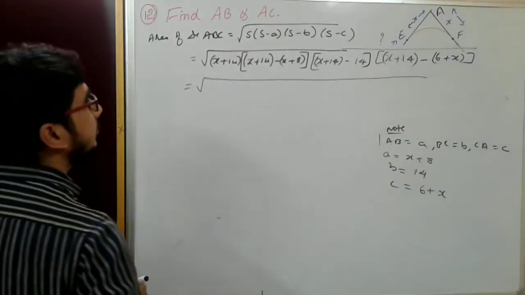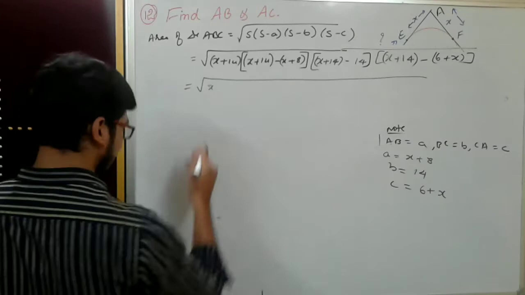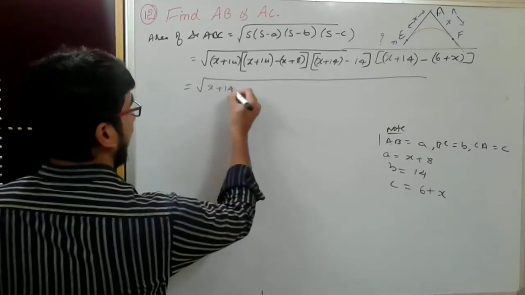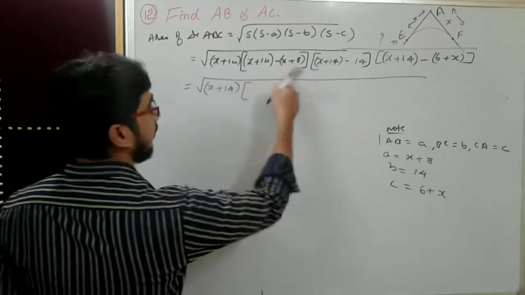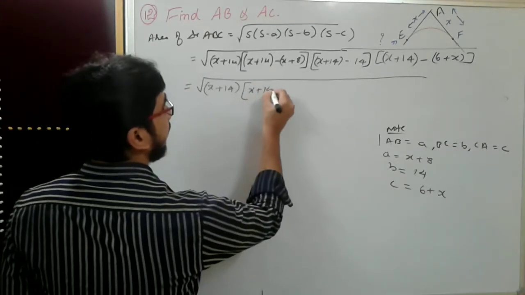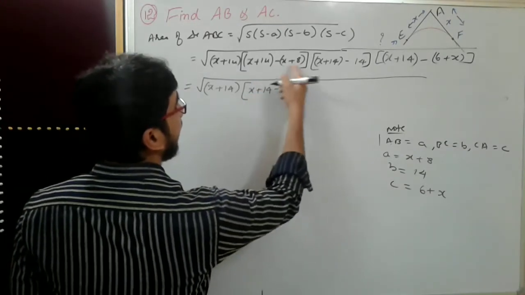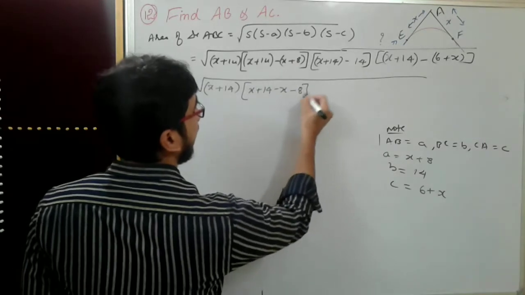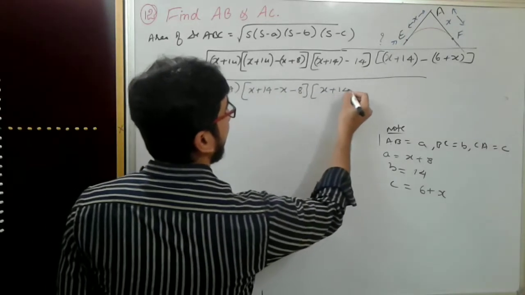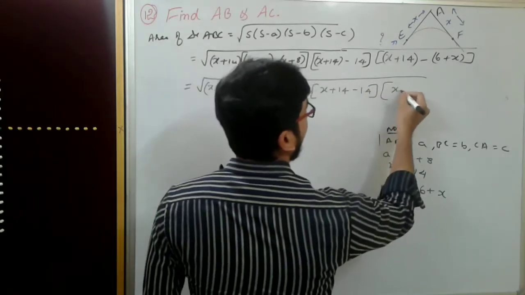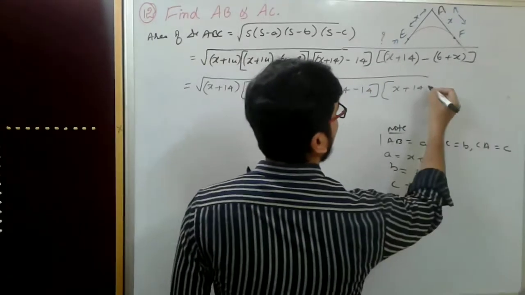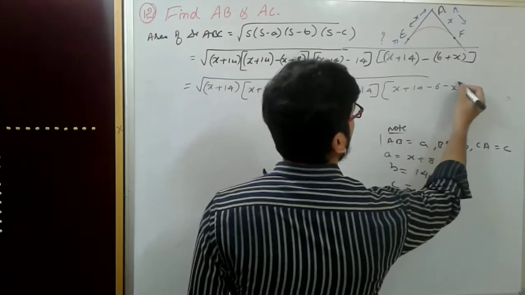Okay. Let us first simplify this. I'll write x plus 14. Now this we have to simplify. x plus 14 minus x minus into plus minus 8. x plus 14 minus 14. Now x plus 14 multiply minus 6 minus x.